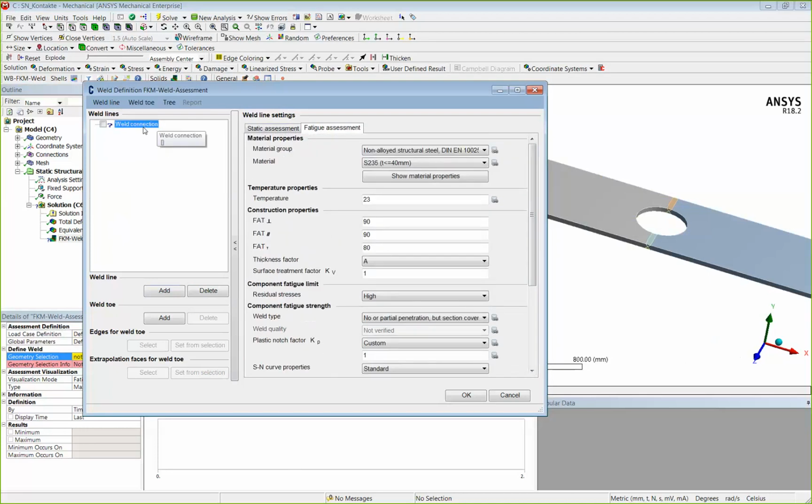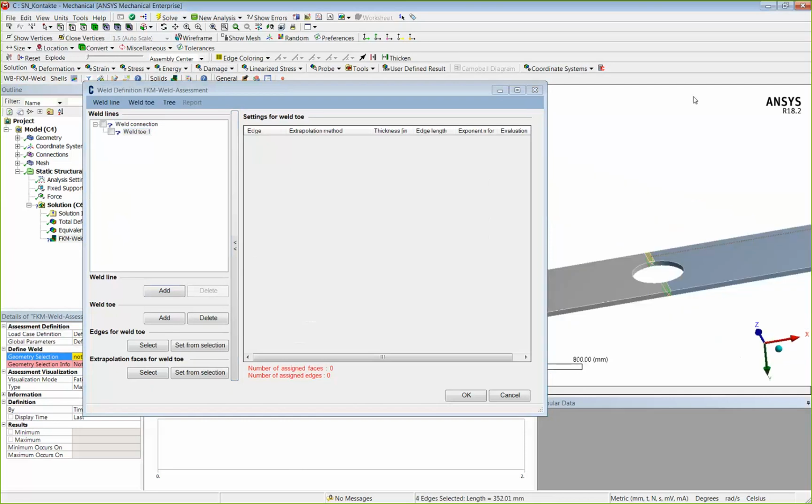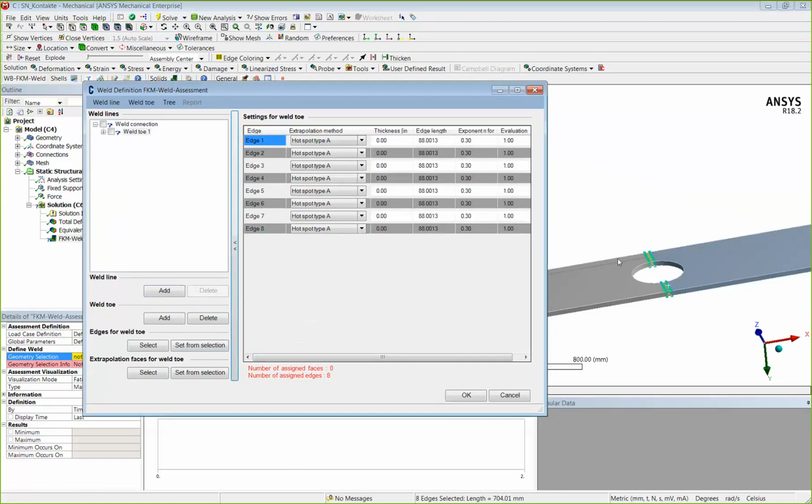And now I can say, okay, there's a weld tip. Now I have to say, where are my starting lines? From where do I start with my calculation? Where do my paths start to go into my part? And I take these as selected.